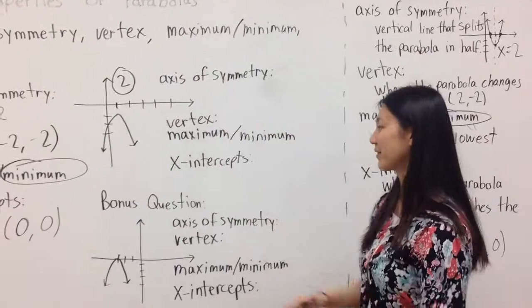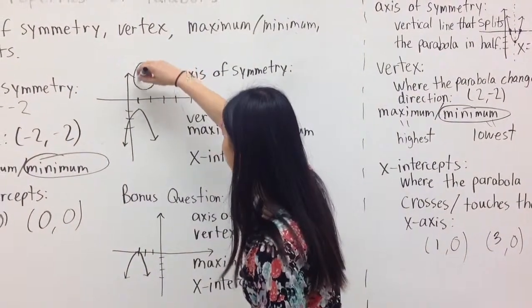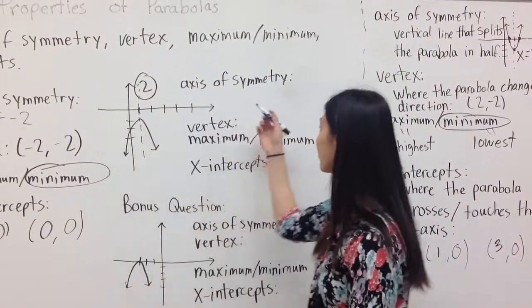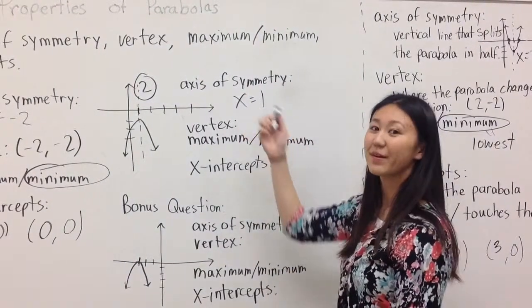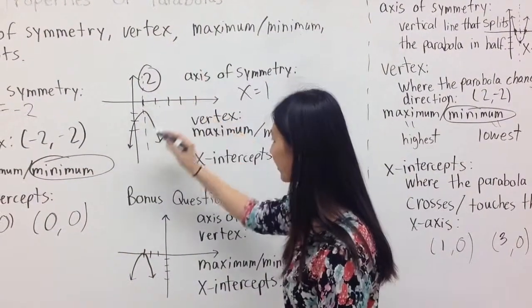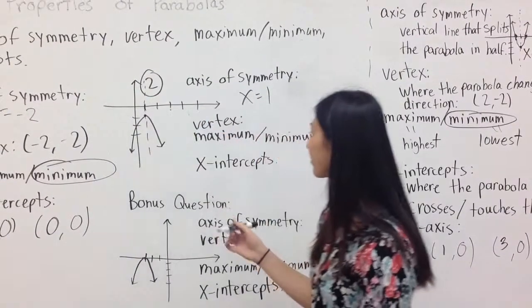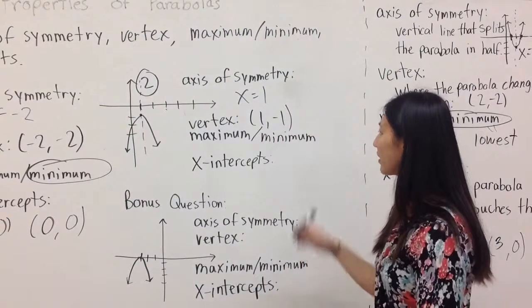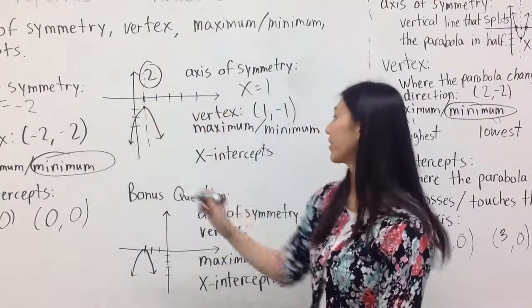So here's my axis of symmetry. I'm looking again at where it gets split in half. It gets split in half right here. That's going to be at x equals 1. Don't forget that x equals. It's a very common mistake. The vertex is a point, right? It's the point where it turns around. It's going up, up, up, and then right here it starts going down. So that's at the point (1, -1).